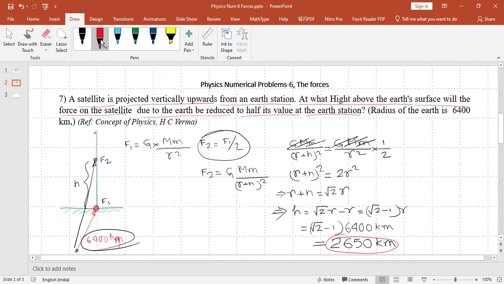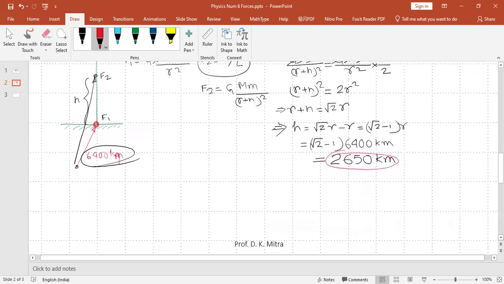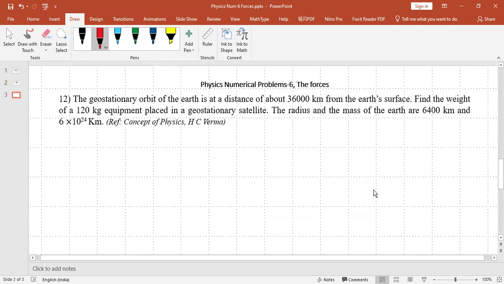That is, when the satellite is at a height of 2,650 kilometers from the Earth, then the attraction on it will be reduced to half of what the attraction was when it was on the surface of the Earth. Let's go to the next problem.